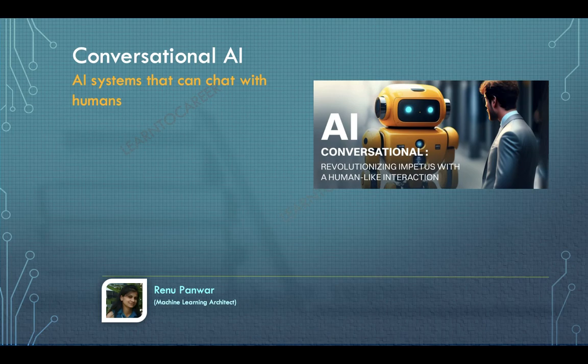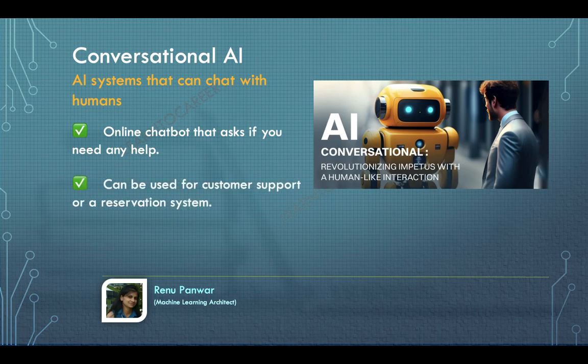And our last key element, conversational AI. This is where AI systems can chat and converse with humans. So, think of an online chatbot system, when you visit a website that asks if you need any help. Conversational AI can also be used for customer support for products or services, a reservation system, or even home automation. They are also typically used with a question and answer database to answer some frequently asked questions.